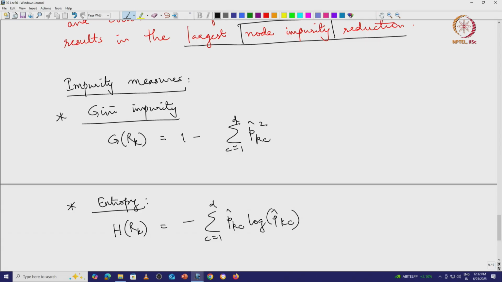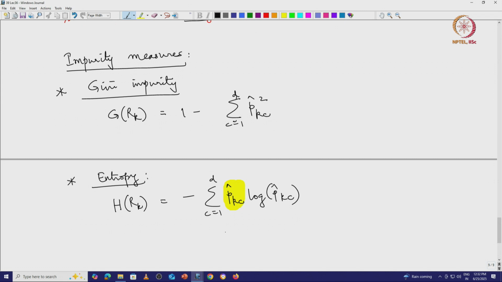Notice that this is different from the cross entropy we had used earlier, where we had the true class. Instead, at both places you have the predicted probability. So this is not the cross entropy, this is simply the entropy of the node.